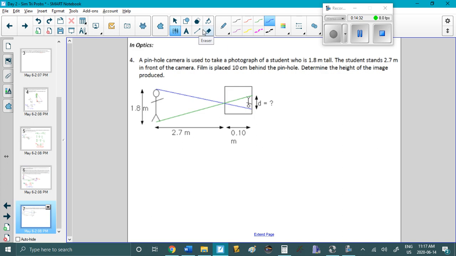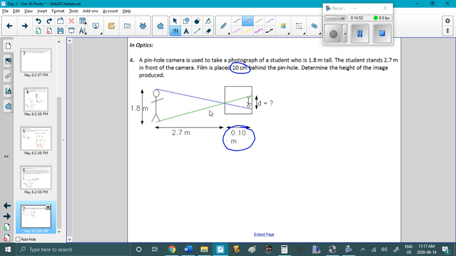All right, last question before I give you some homework. A pinhole camera is used to take a photograph of a student who is 1.8 meters tall. The student stands 2.7 meters in front of the camera, and film is placed 10 centimeters, or 0.10 meters, so watch out for units. That could be a trick, but in this case I've fixed it for you. Determine the height of the image.